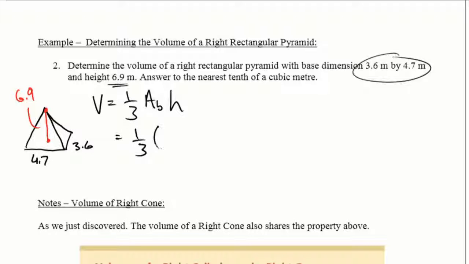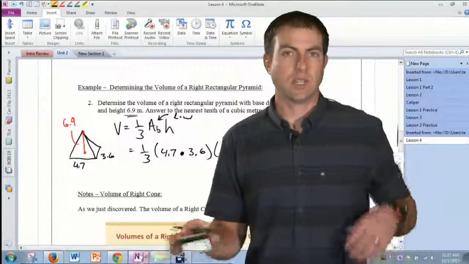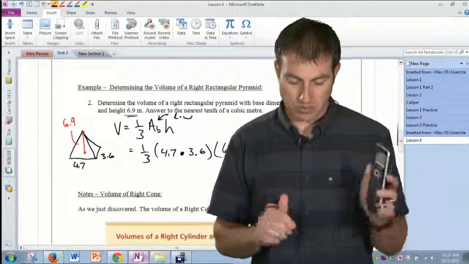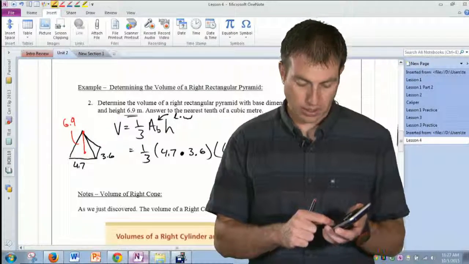So 1/3, area of the base. The base is a rectangle, so I could just think of that as length times width. So 4.7 times 3.6. And then I'm going to multiply that all by the height of 6.9. So 3.6 times 4.7 times 6.9. I'm going to leave the dividing by 3 to the end as I enter it in my calculator. It's just kind of how it makes sense to me. So what I'm physically doing is 4.7 times 3.6 times 6.9.